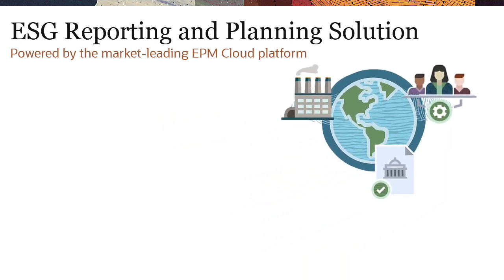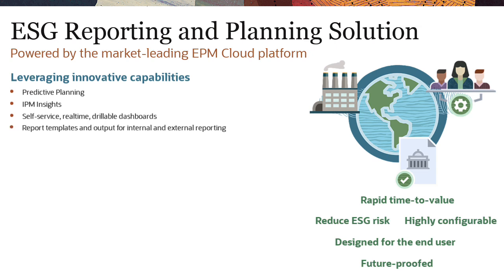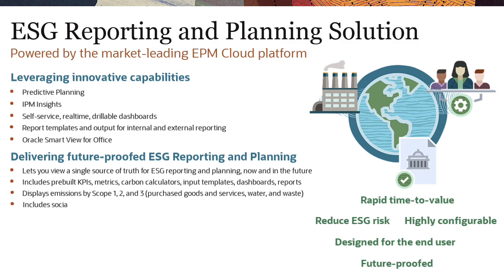In summary, the ESG reporting and planning solution leverages innovative capabilities built into the EPM Cloud platform, such as predictive planning and IPM Insights, self-service real-time drillable dashboards, report templates and output for internal and external reporting, and Oracle SmartView for Office, so you can work in the familiar Microsoft Excel environment. It provides a single source of truth for your ESG reporting and planning now and in the future, with pre-built KPIs, metrics, carbon calculators, input templates, dashboards, and reports that include emissions, social, governance, and all other required disclosure metrics.